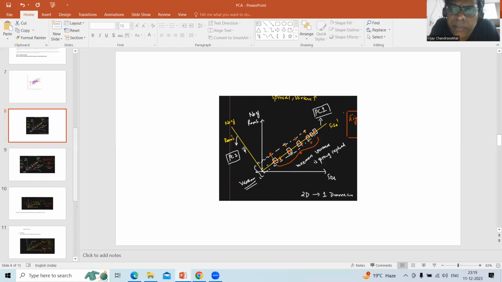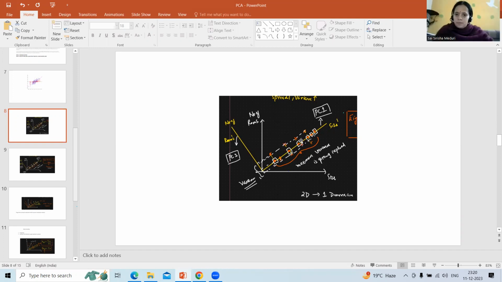Why do you need that perpendicular? You don't need that perpendicular here, right? I just wanted to explain these are two dimensions, so we have two components, PC1 and PC2. When you have just two features, you don't need it. Why do you need the second dimension? Just to show that this will be the second dimension. Let's forget the second dimension. Let's just focus on one dimension.